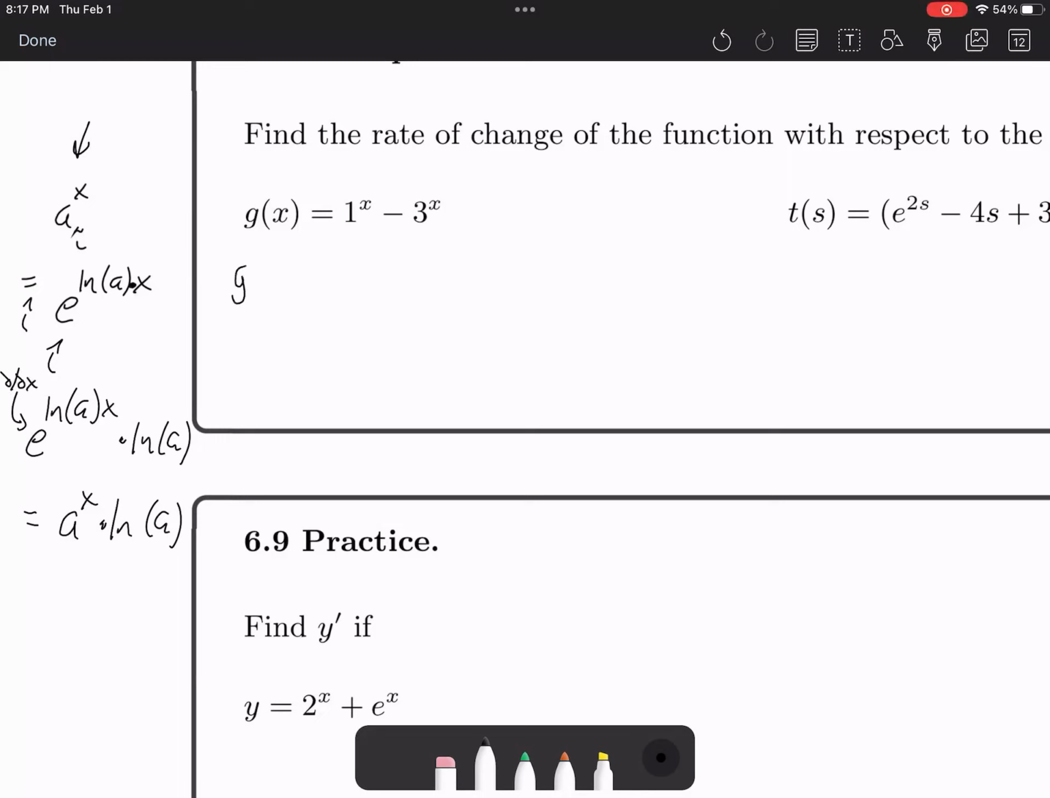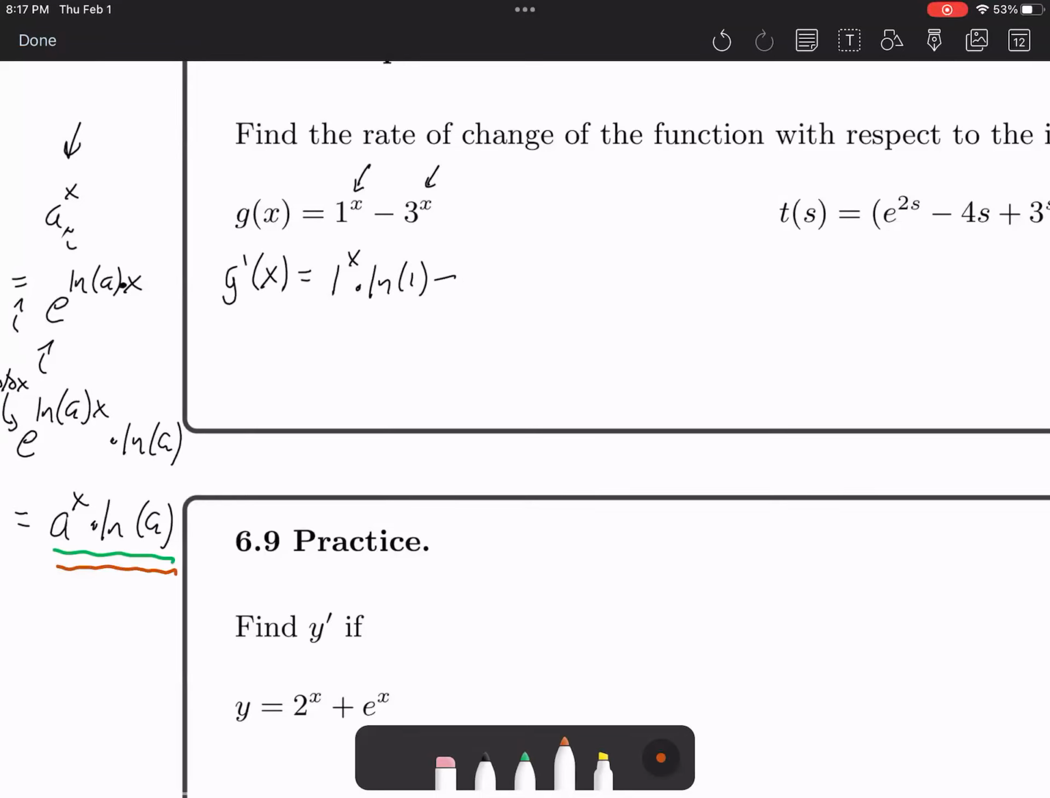Okay, so if I want to differentiate g of x to find g prime of x, I differentiate 1 to the x, and this rule tells me that will differentiate as 1 to the x times the natural log of 1. I then subtract the derivative of 3 to the x, and this rule tells me I get 3 to the x times natural log of 3. And we should notice the simplification here. Natural log of 1, that's equal to 0. So we end up at minus 3 to the x natural log of 3.